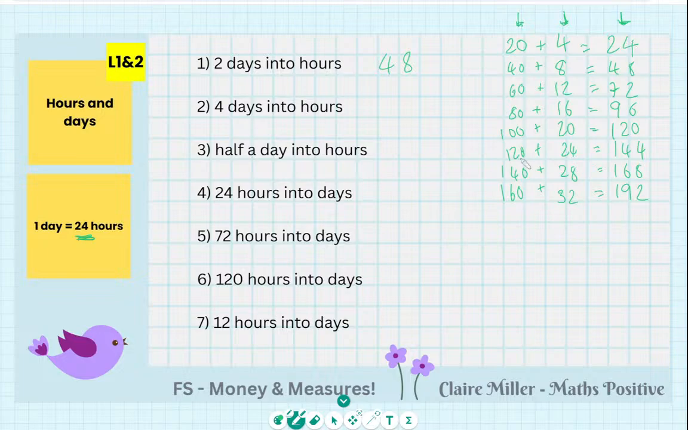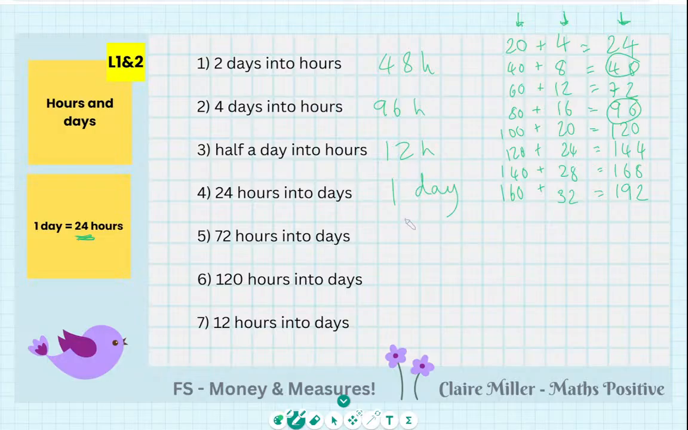And in these sorts of questions, the 24s are the important ones, right? When we're thinking about days and hours. So 2 days into hours, that's going to be the second number in the 24 times table list. 4 days, that's going to be the fourth number. That must be 96 hours. Half a day. Ooh, okay, half a day. Well, 24 is a whole day. So half a day, that's going to be half of 24. That's going to be 12 hours. What about 24 hours into days? That's just one day, isn't it?